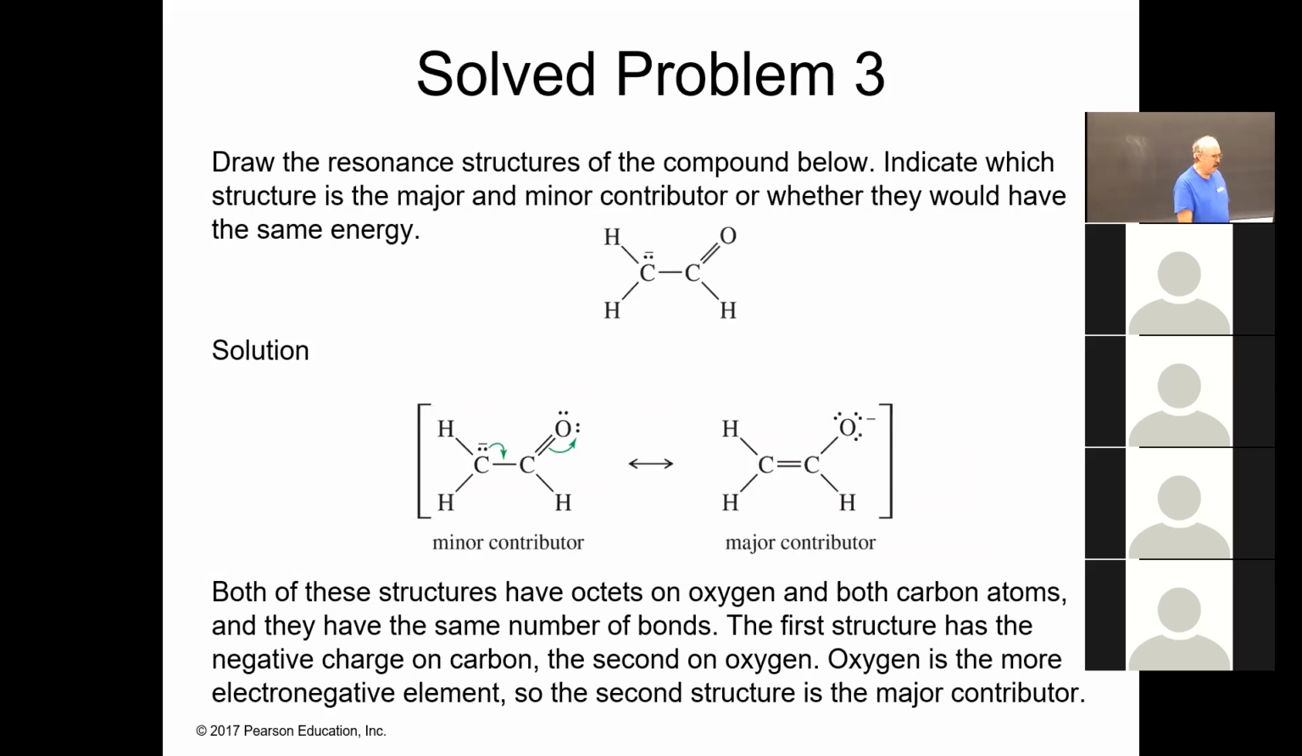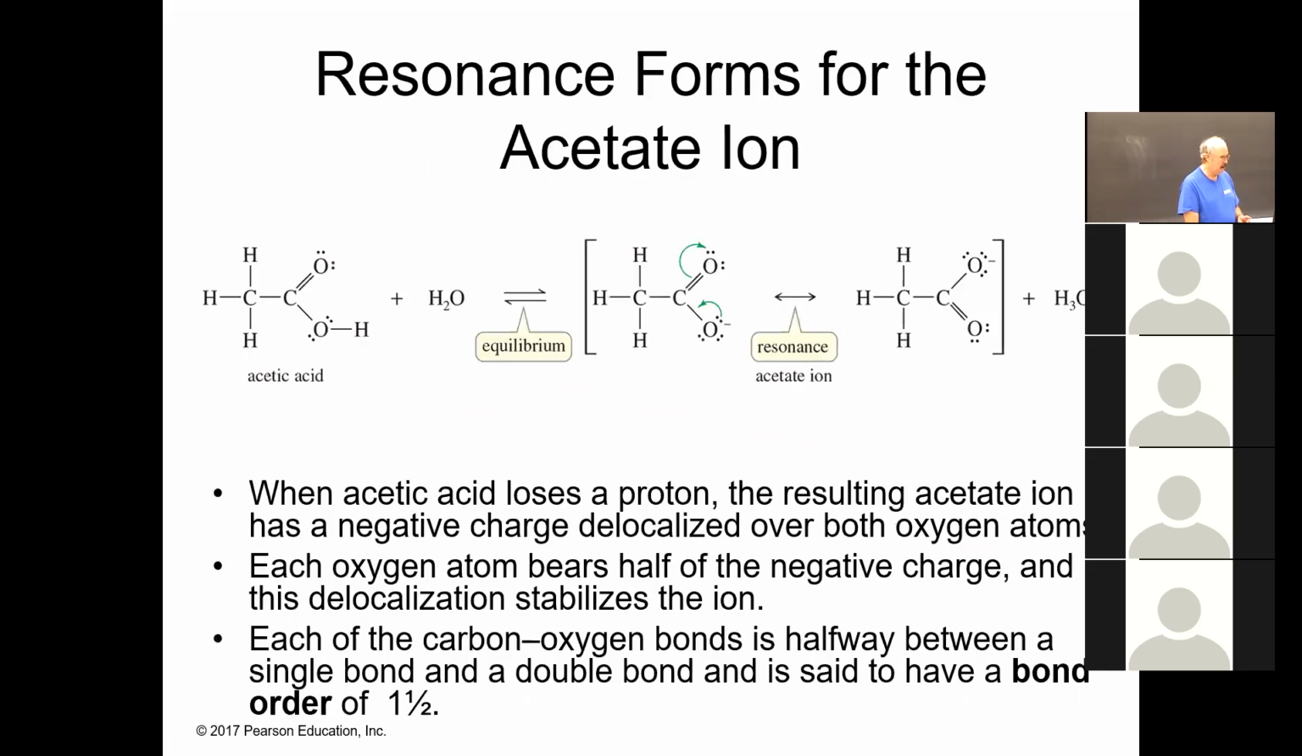So we move away from a negative charge, and there has to be an atom that can accept. As in this example, the acetate ion has two equivalent resonance forms, so they contribute equally.